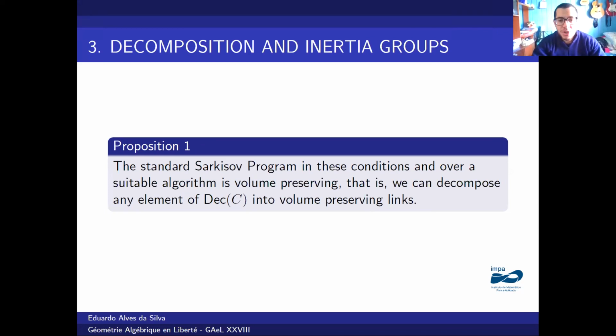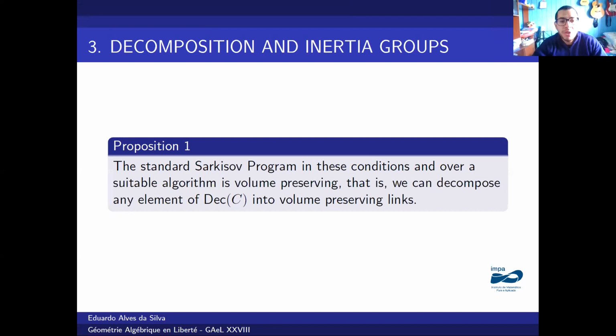In order to guarantee the finiteness of this procedure, and if we follow the suitable algorithm, at least we are not sure if these links are volume preserving, but in the case of the decomposition group of C and its elements, each link of the standard Sarkisov program is volume preserving.